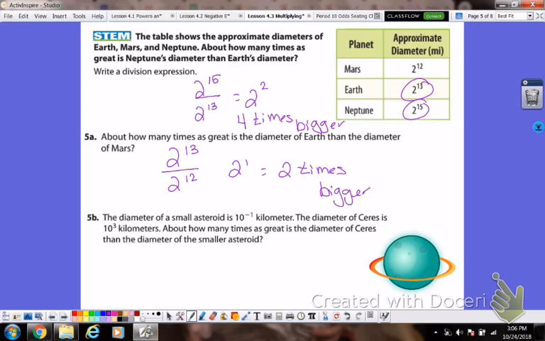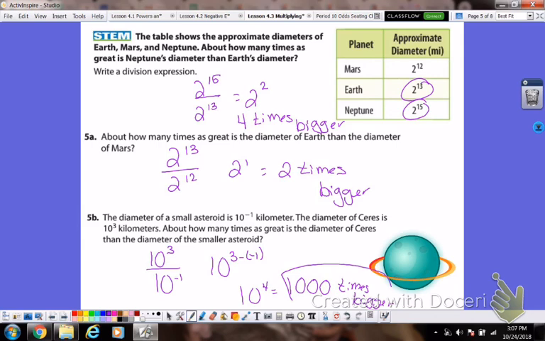And last problem, the diameter of a small asteroid is 10 to the negative 1 kilometers. The diameter of Ceres is 10 to the 3rd kilometers. About how many times as great? Alright, so again, we are working with a division problem here. So we have 10 to the 3rd, our larger one, divided by 10 to the negative 1. So that's 10 to the 3 minus negative 1, which is 10 to the 4th. And we just discussed on the last page that that is 10,000. So 10,000 times bigger. Final answer. All right, there is our rules with multiplying and dividing.